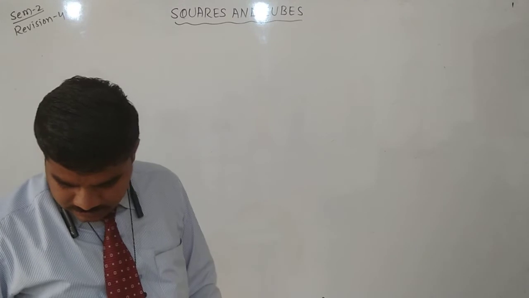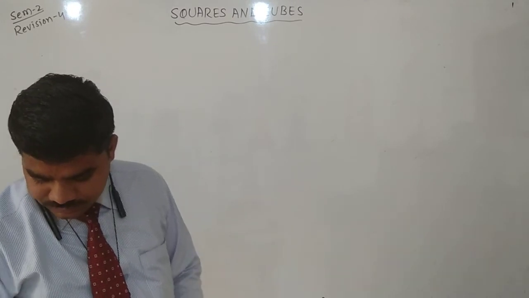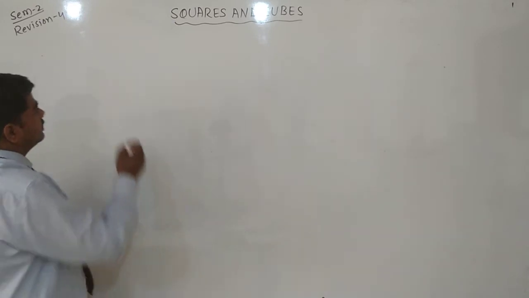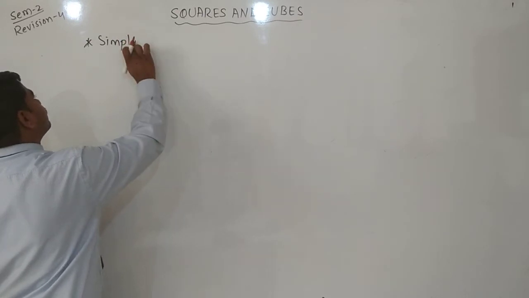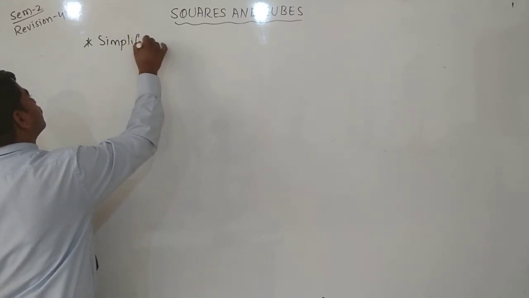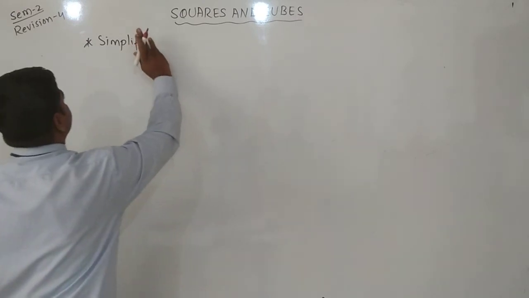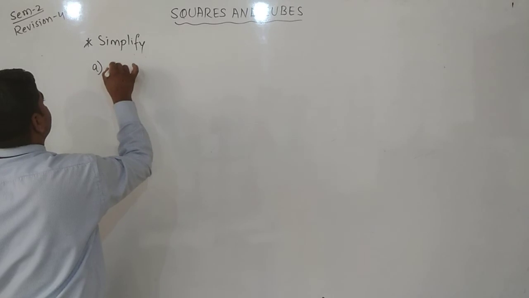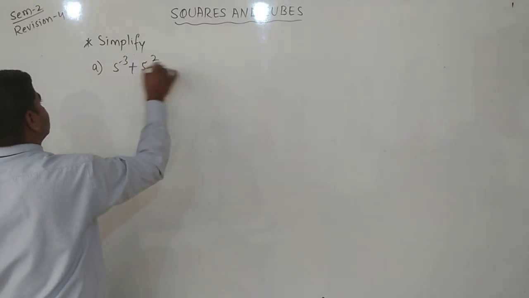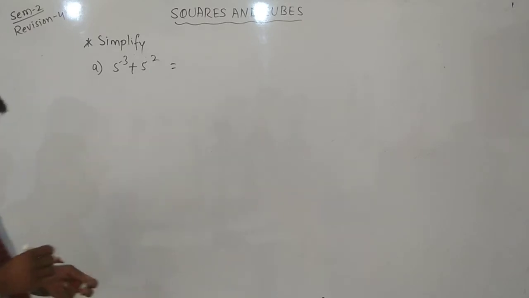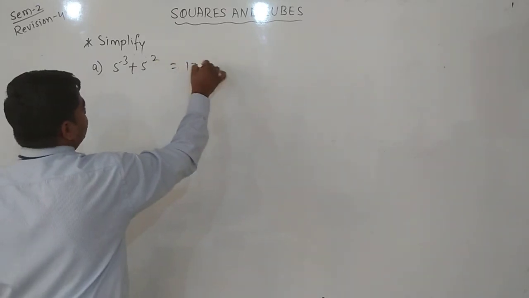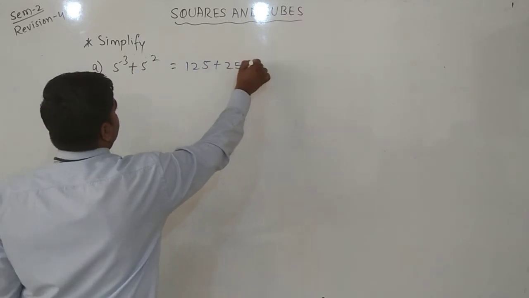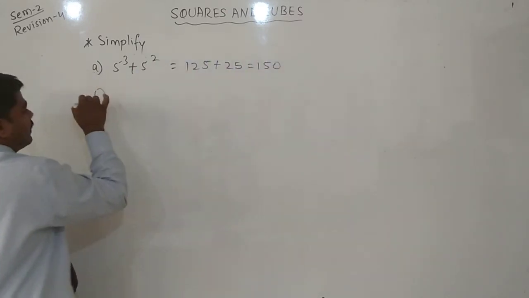Here, 5 cube plus 5 square. Simplify. What is the value of 5 cube? Yes, 5 square is 25, into 5 is 125, plus 25, and that is 150. Yes, next.